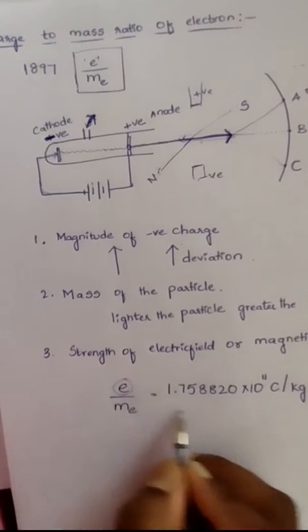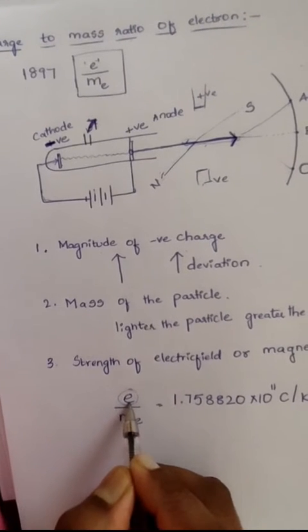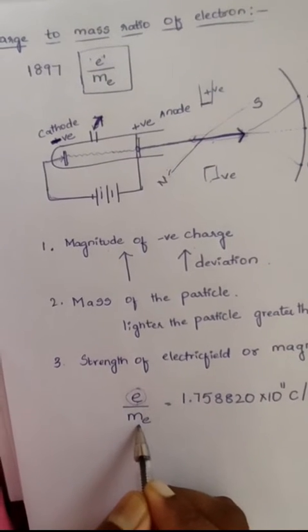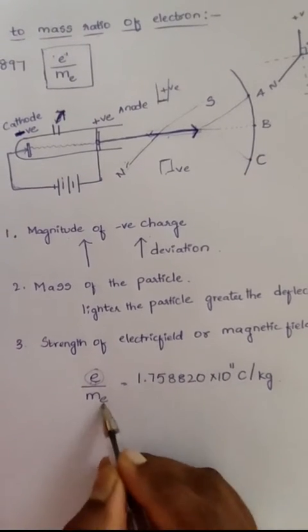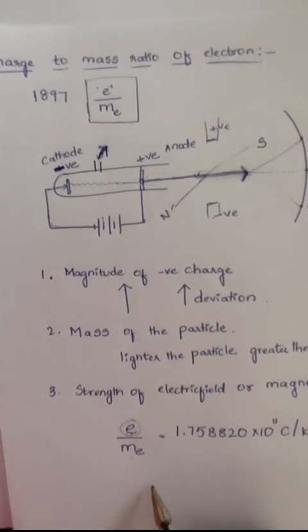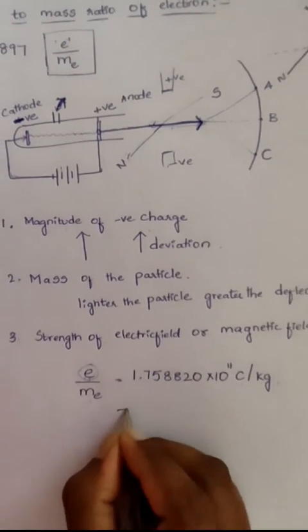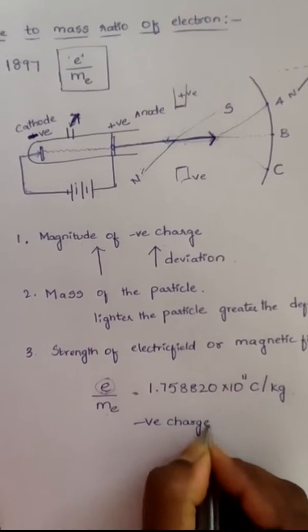See, here e is the charge of the electron and me is the mass of the electron. Charge is measured in coulombs and mass is measured in kgs, and it will have a negative charge.